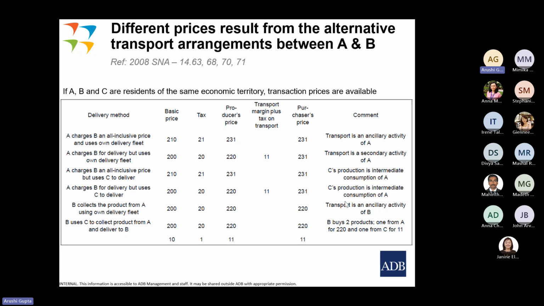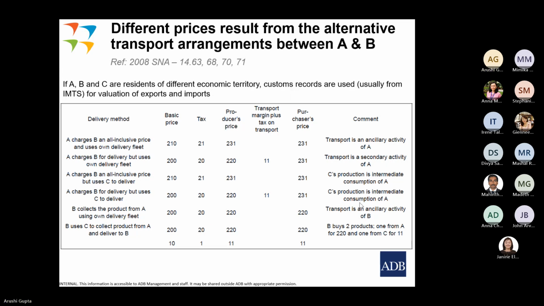And these were the possible outcomes when A, B, and C are all residents of the same economy. So, as you can see, there is complete information available about the transactions that are taking place in the case of these domestic transactions, which enables us to record the prices of goods and other services accurately. But let's now consider the case where A and B are residents of different economies, and C can be either a resident or a non-resident of either of these economies.